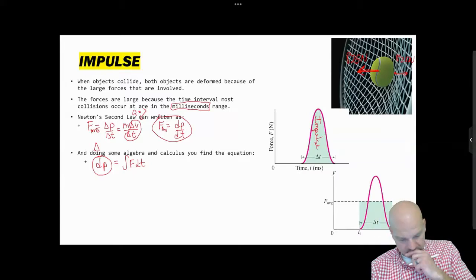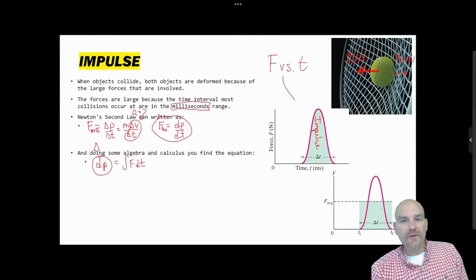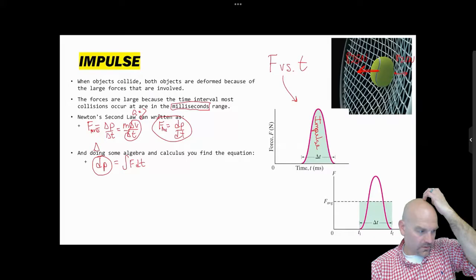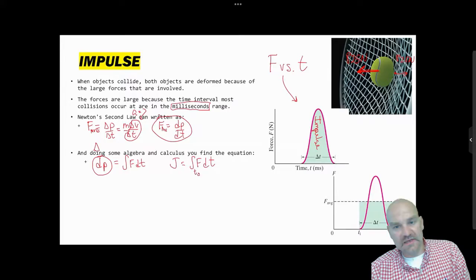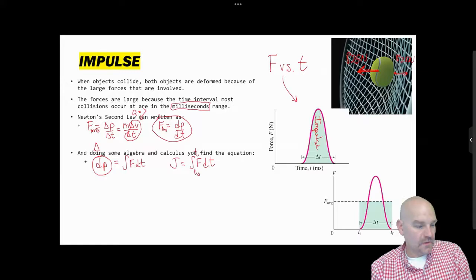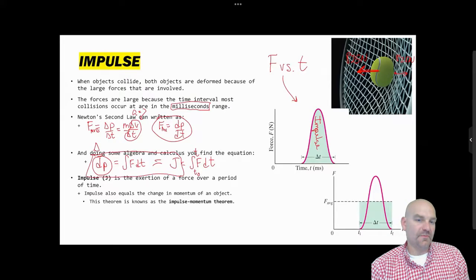On a force versus time graph, which you see here, the area under the curve is something called impulse. So J is equal to the integral of F dt. Your limits of integration would be from initial time to final time. So impulse is the exertion of a force over a period of time. When we write it in this regard, I'll throw an equal sign here, that tells us this is known as the impulse momentum theorem.